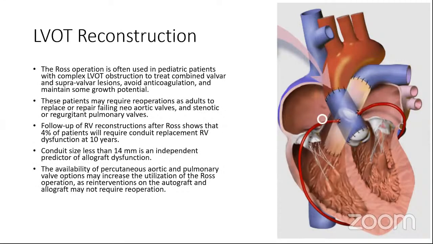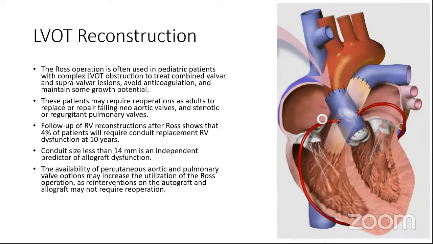The Ross operation is often used in pediatric patients with complex left ventricular outflow tract obstruction to treat combined valvular and supravalvular lesions, and to avoid the need for anticoagulation and maintain some growth potential. These patients may require adults to replace or repair failing neo-aortic valves or stenotic or regurgitant pulmonary valves.